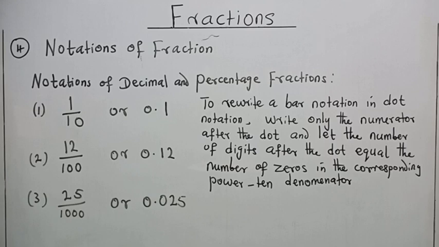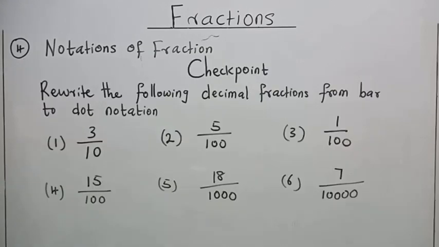Now, watch out for an exercise. And here comes the checkpoint. It says, rewrite the following decimal fractions from bar to dot notation. I just hope you understand the instruction. Number 1 says 3 over 10. Number 2 is 5 over 100. Number 3 is 1 over 100. Number 4 is 15 over 100. Number 5 is 18 over 1000. And number 6 is 7 over 10,000.